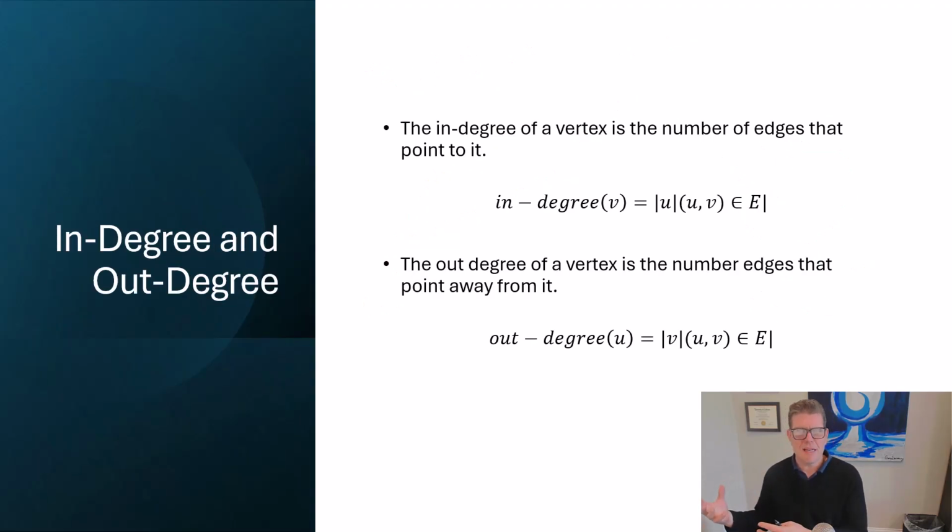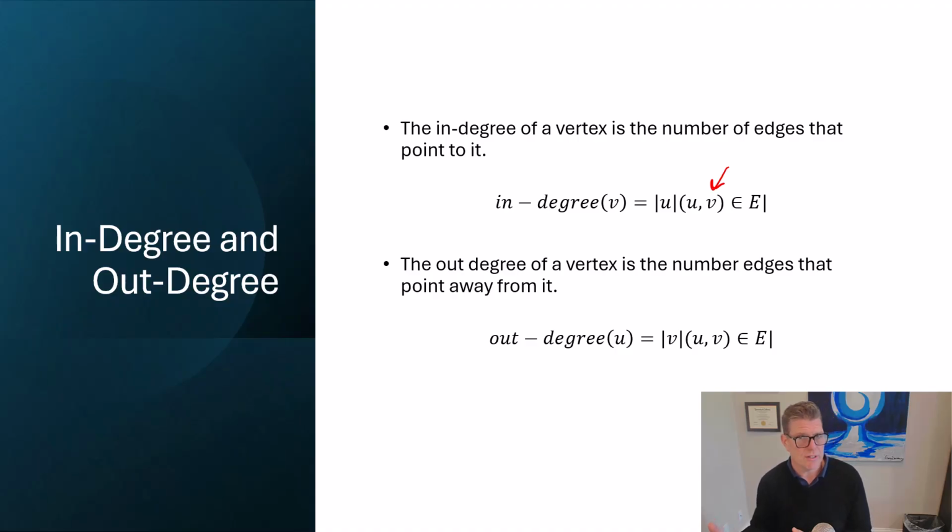Another way to expand on this understanding of what a digraph is, is to talk about the in degree and out degree of a particular vertex. The in degree of a vertex is the number of edges that point to it. So the in degree of V would be the cardinality of the set of all U's such that (U, V) belongs to E. We've got the same V in every case, and we count up all the different U's that go to V. This is a lot easier to think about if we see the graph, and we'll look at that in just a second.